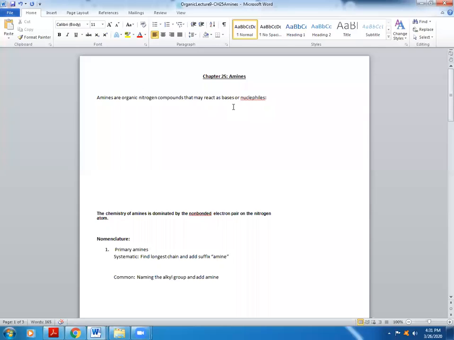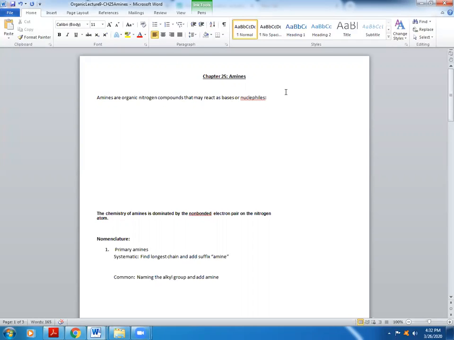Amines are characterized by nitrogen. The element nitrogen is what gives amines their identity. So we say amines are organic nitrogen compounds. They may react as bases or nucleophiles.